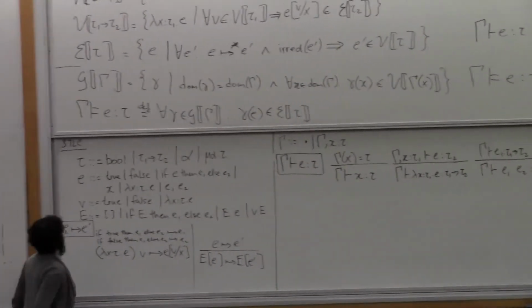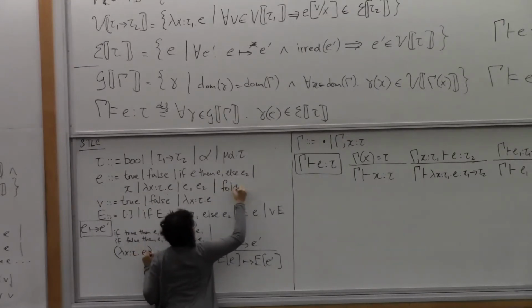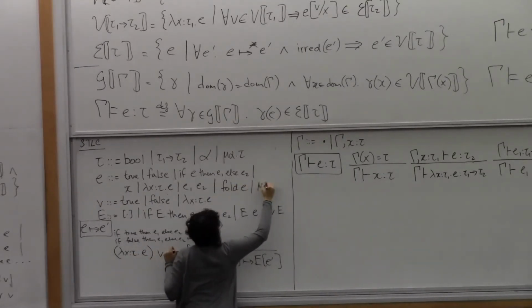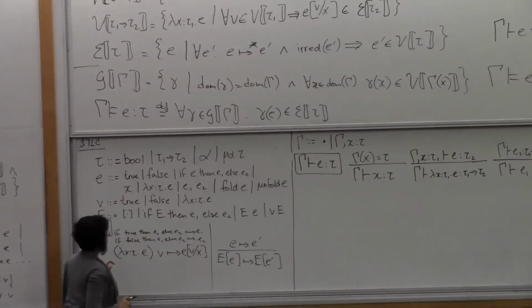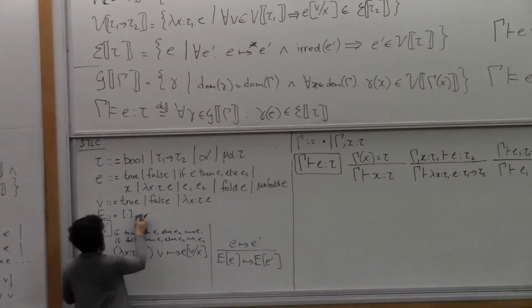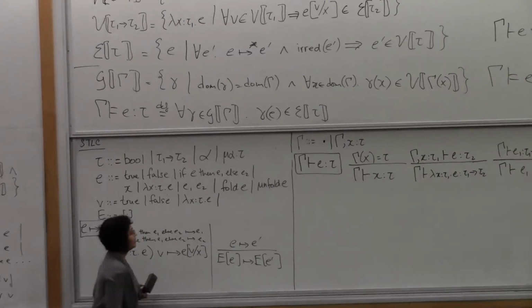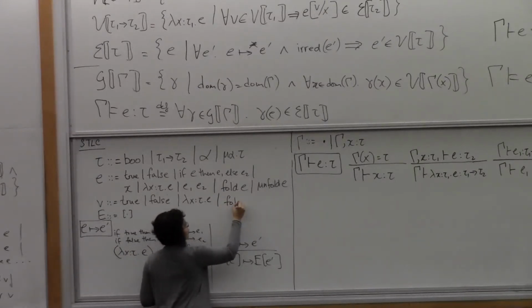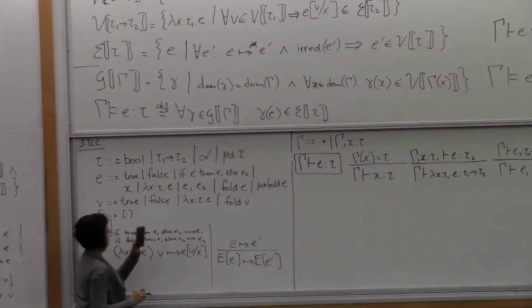Okay, so what we're going to do is add some operations. We're going to add fold E and unfold E to our language. And I'm going to erase the evaluation context we have here just so I have more room. Okay, so value forms. We are going to add fold V as a value form here. And this will become clear in a second.